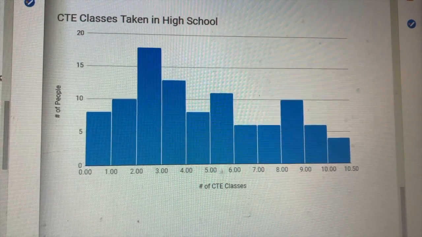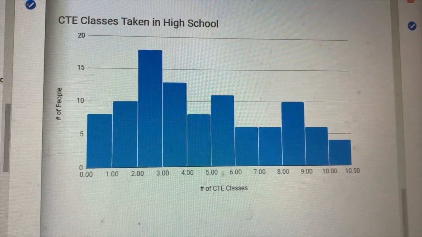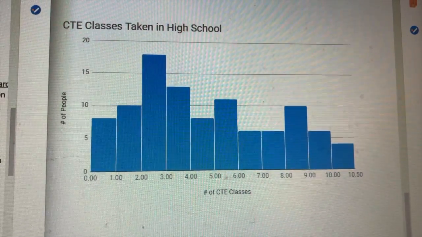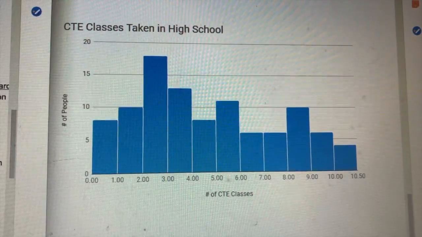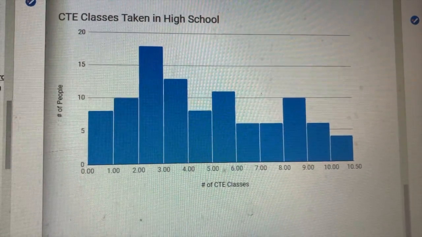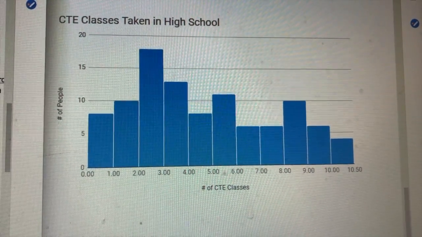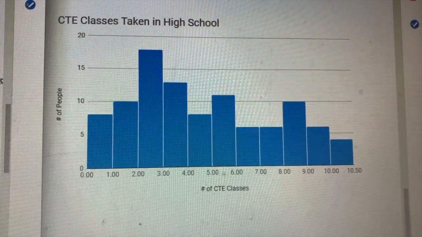So for our graphical representation of our data, we chose a bar graph, which is a chart that uses bars to show comparisons between categories of data. We labeled the x-axis with the number of people and the y-axis with the number of CTE classes that they've taken.